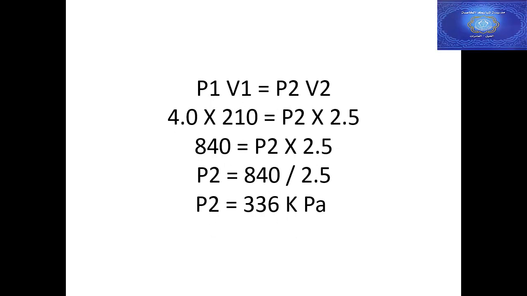We have first volume and first pressure, so 4 times 210 equal P2, which is the unknown second pressure, times 2.5. 4 times 210 equal 840, which equal P2 times 2.5. To get P2, we will divide by 2.5. So 840 divided by 2.5 will equal 336 kilopascal. So the second pressure is more than the first pressure because the second volume is less than the first volume. This is Boyle's law.